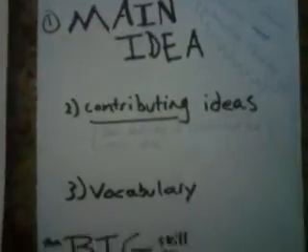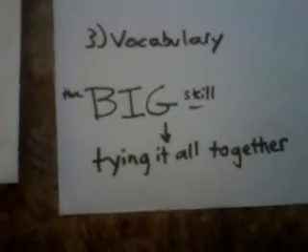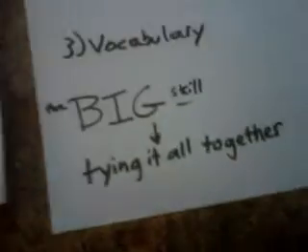And again, what we're looking at is how to apply the main idea, contributing ideas, and vocabulary as a part of the big skill, tying it all together. So in Cornell notes, this is a little bit easier to see. We have the questions explicitly stated on the left. And then at the bottom, we have a put it together section where you can apply all the different questions and let me know how they relate.